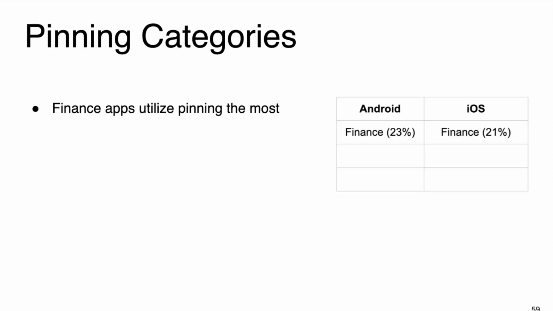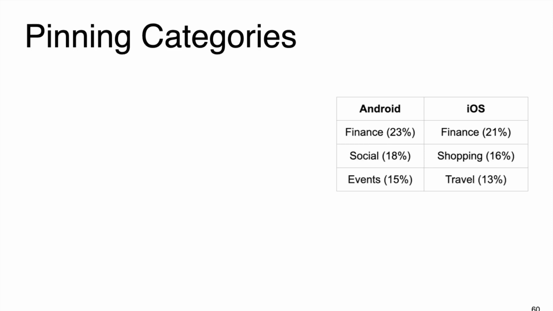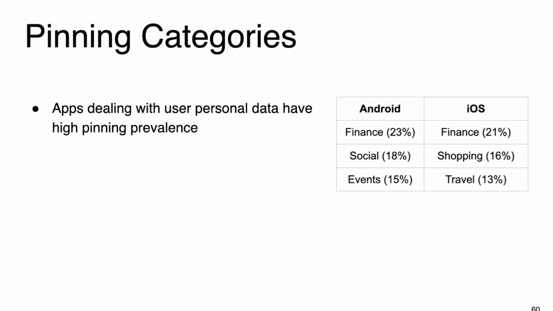On both Android and iOS, we find that financial apps have the highest adoption of pinning. This makes sense as financial apps deal with sensitive banking data and would thus need to have stricter restrictions and deploy certificate pinning. The next apps we have are social apps and events apps for Android and shopping and travel apps for iOS. This makes sense as well as these apps tend to deal with personal data and would thus need to deploy pinning to protect this data.